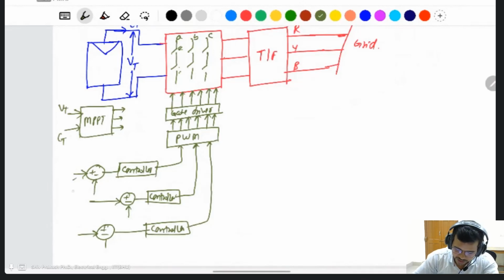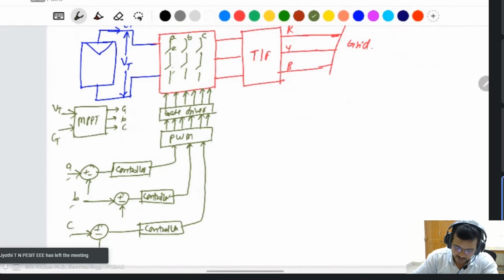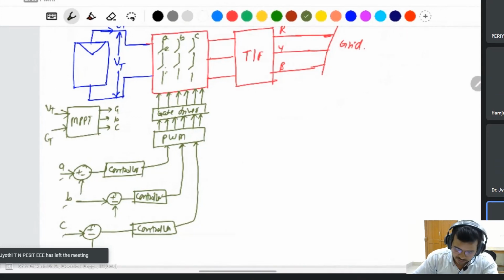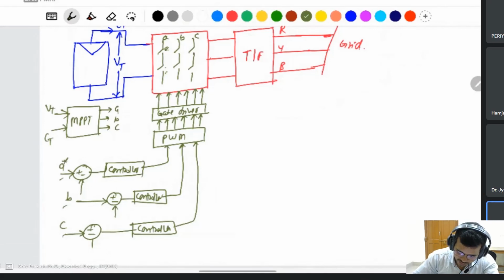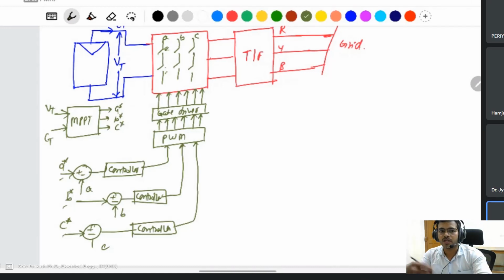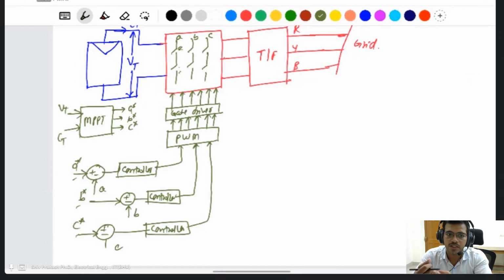The same reference value you can connect here at the A, B, C. The same thing you can connect A, B, C here. This is the reference value. This is the actual value. In place of ABC, you can put the voltage or current. But in the grid connected system, you know about the grid system, the voltage will be constant, a constant voltage at the grid.